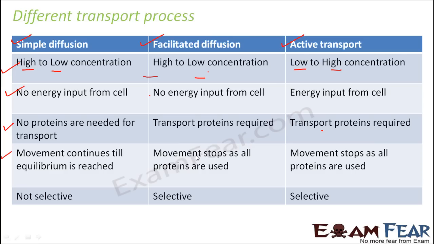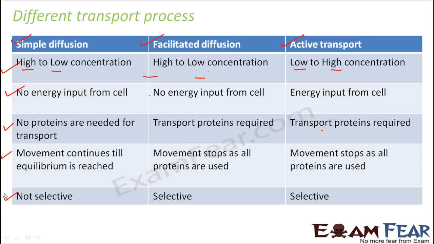Whereas in facilitated diffusion, the movement stops as all proteins are used, because here you need proteins to carry the particles. As soon as all the proteins have been used in carrying particles, you don't have any more proteins. So even if you have particles to be moved across the membrane, you don't have proteins to carry them, so the movement will stop. Similar is the case for active transport, because the movement is also dependent on carrier proteins.